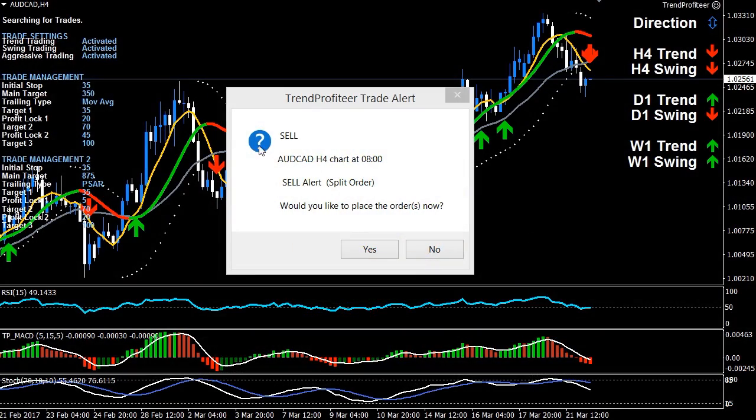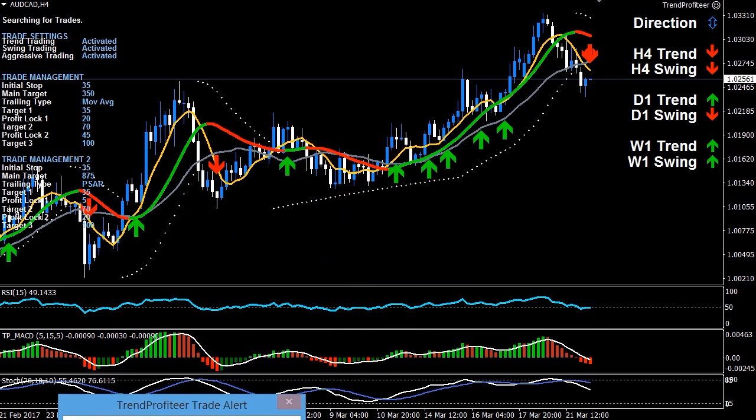Hey guys, I'm Michael Newrock and I'm just about to take a trade. I'm selling the AUDCAD. We're on the 4-hour time frame and just having a look at it. It's an aggressive trade or a bi-directional trade. Both the 4-hour trend and swing are down.